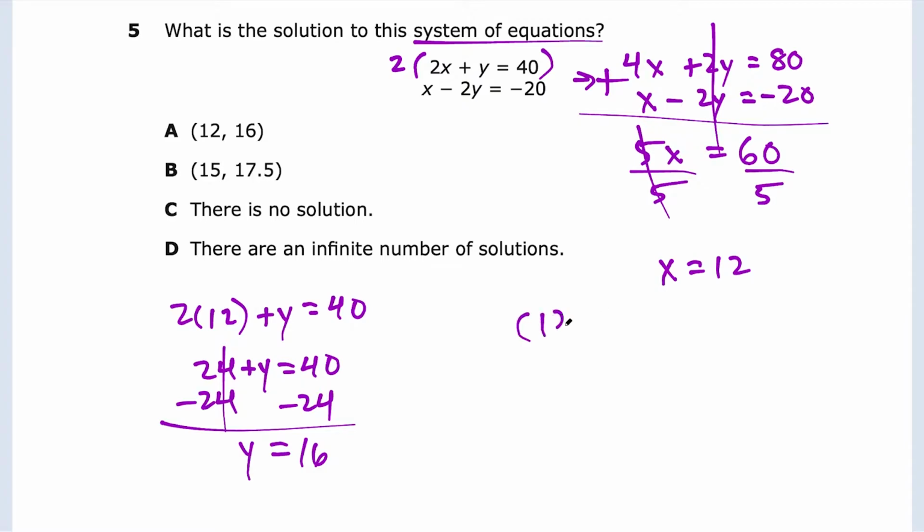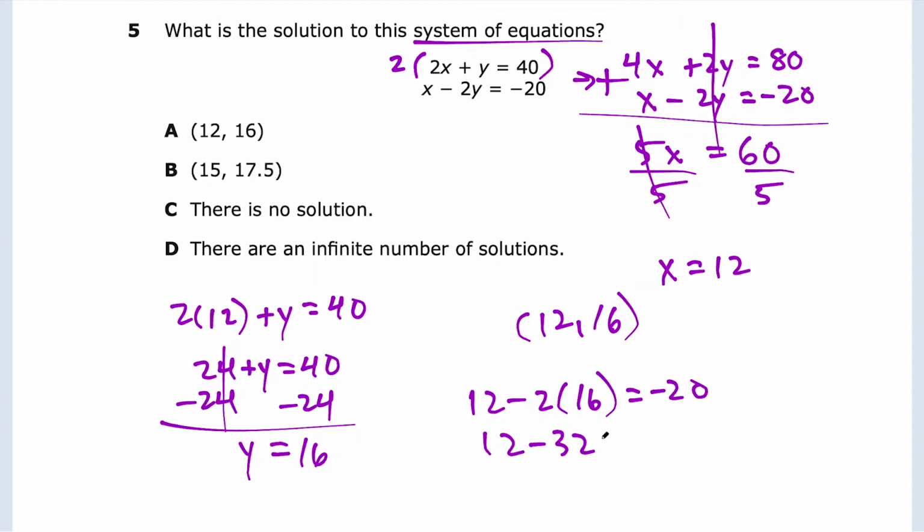So our solution looks like it's 12/16, but then just to be safe, I would plug into the next equation here. If we did x equals 12 minus 2 times y, which we found to be 16, this should equal -20. And this gives us 12 minus 32 equals -20. And then 12 minus 32 is in fact -20. So I feel very confident A is our answer.